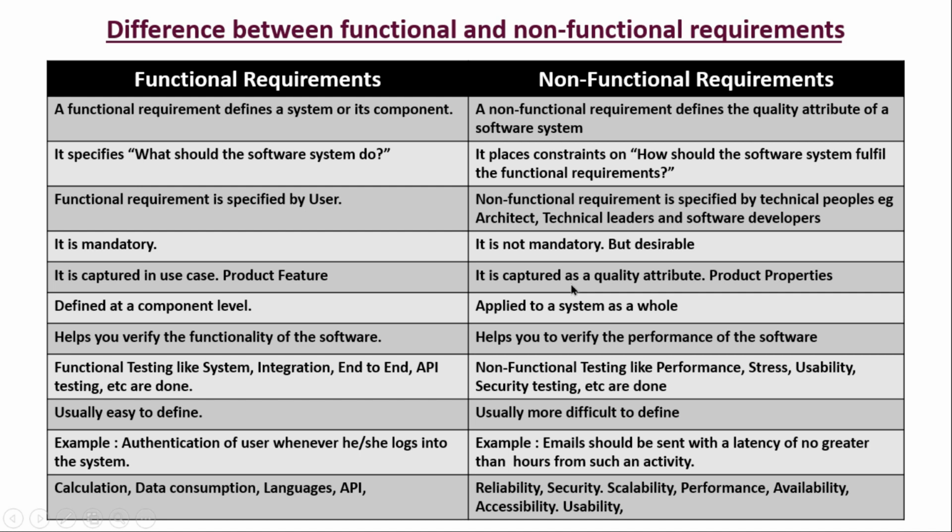Well, quality attribute, these are product attributes, so product properties. So you will not prepare the use cases or any diagrams. You may simply write down that if I'm processing a request, it has to be processed within 3 seconds, within 5 seconds. So these are the product attributes.